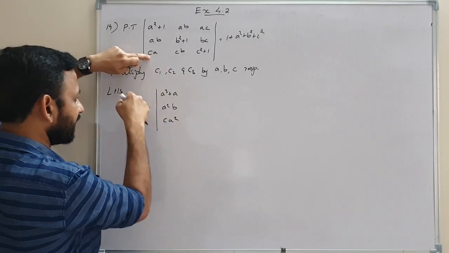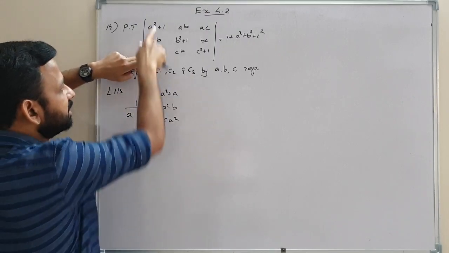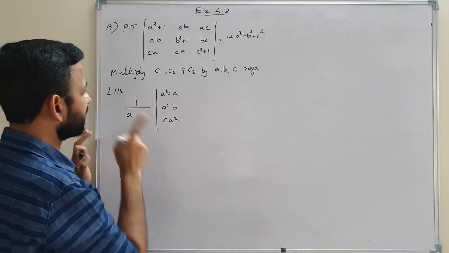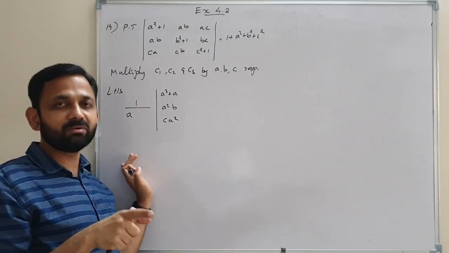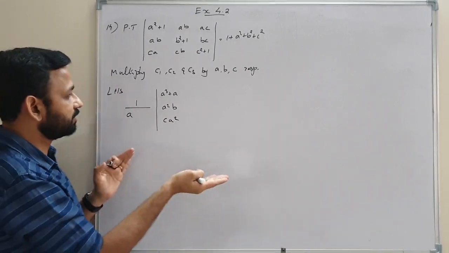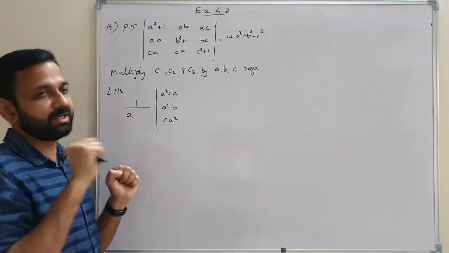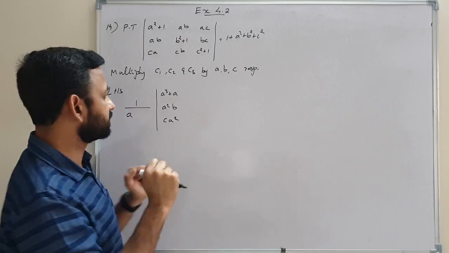So if you take that A outside, A and A will be cancelled, then we will get the same. The value of the determinant will not be changed. So that's why when we multiply any row or any column in a determinant, we have to take that same number outside the determinant and keep it in the denominator. So the value will not change.